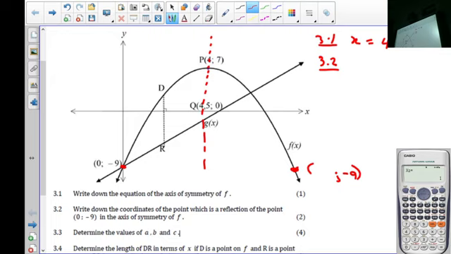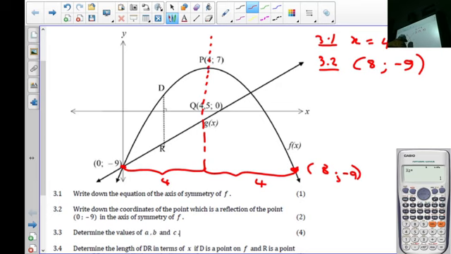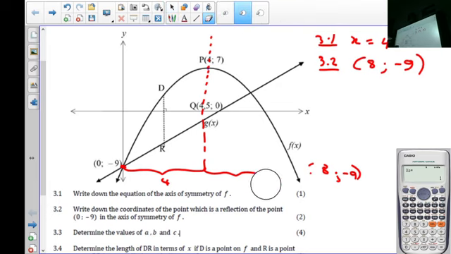Okay? So if you take into account the distance from there to there, we know it's going to be 4. So from there to there has to be 4 as well. Therefore your x value is going to have to be 4 plus 4, which is 8. Okay? So that's (8; -9).